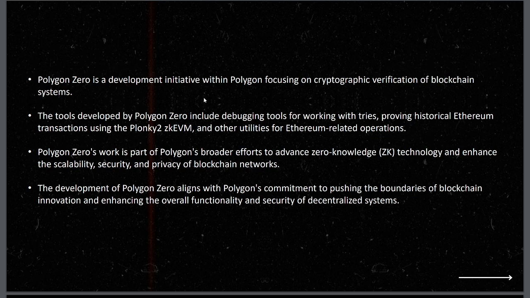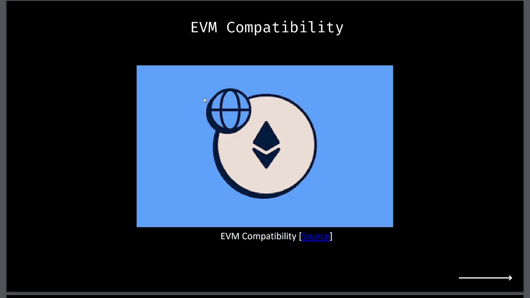Polygon Zero's work is a part of Polygon's broader efforts to advance zero-knowledge technology and enhance the scalability, security, and privacy of blockchain networks. The development of Polygon Zero aligns with Polygon's commitment to pushing the boundaries of blockchain innovation and enhancing the overall functionality along with the security of decentralized systems. As we go forward, we will also look into the acquisition of Mir and Hermes teams by Polygon as to how they are strategically placing themselves as a leader in zero knowledge technology paradigm. Now let's move on to the EVM compatibility.